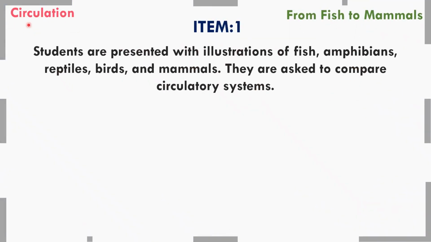We shall start with circulation. Let's look at from fish to mammal. Item 1. Students are presented with illustration of fish, amphibians, reptiles, birds, and mammals. They are asked to compare circulatory systems.